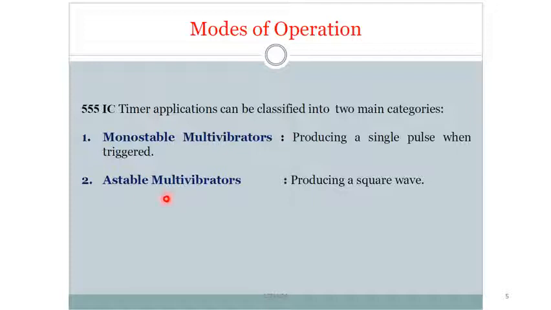The astable multivibrator, the A means it's a free running multivibrator. There is no stable state, and it will produce a square wave, and we will not apply any trigger input here. So it will produce a square wave without applying any trigger input. In your syllabus we discuss about astable multivibrators only. The monostable multivibrator is not mentioned. The astable multivibrator is also called a free running multivibrator, and here you will not apply a trigger input.